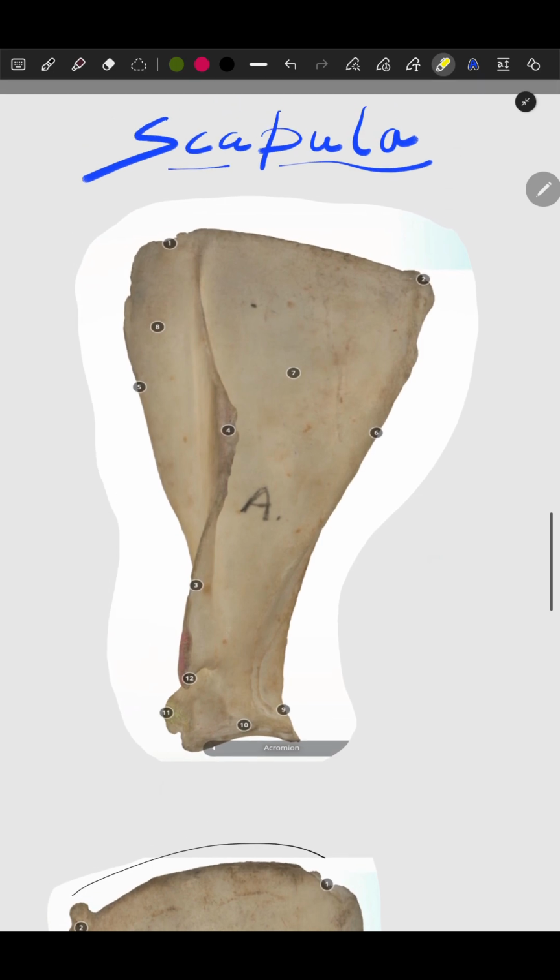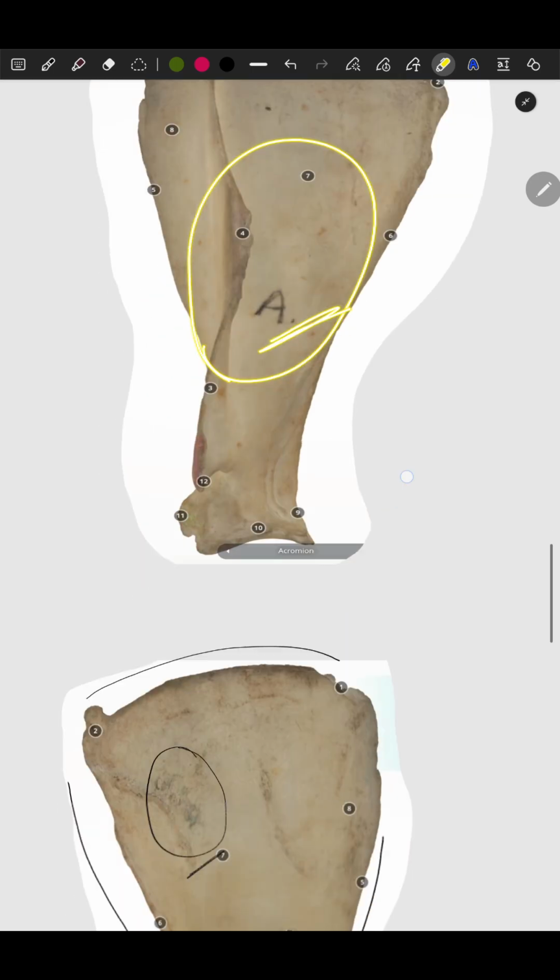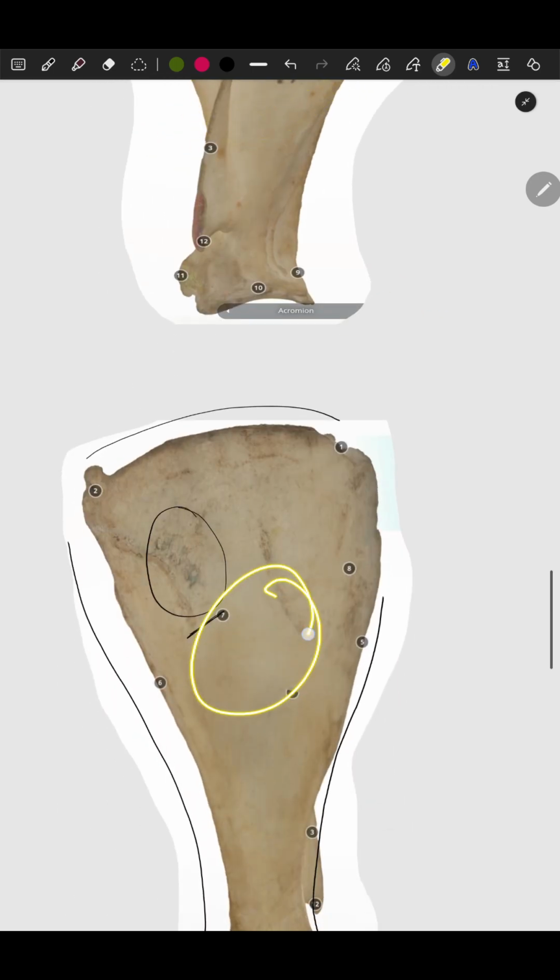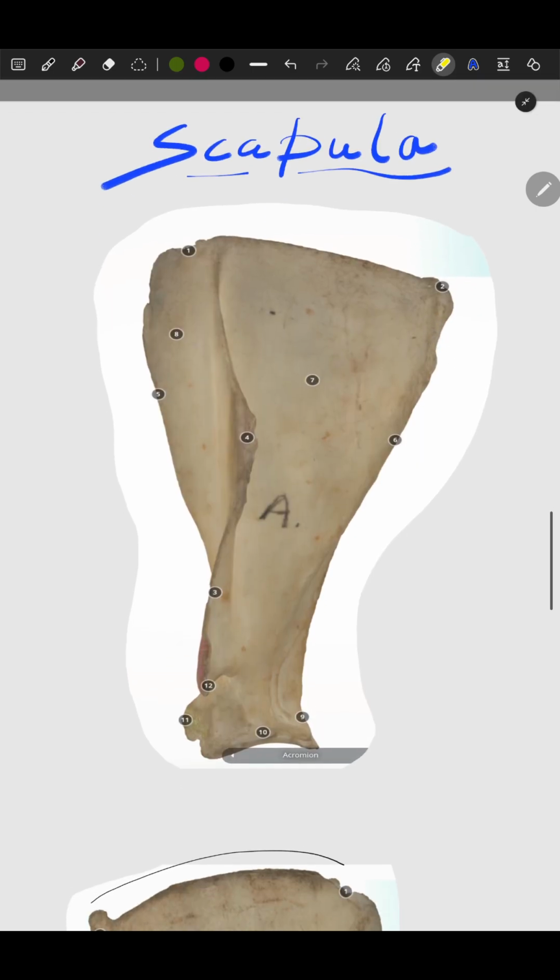Let's say you are putting your hand on the body of the animal. The surface which faces towards your hand is the lateral one. The surface which is facing towards the body of the animal is the medial one. Let's discuss the lateral surface first.